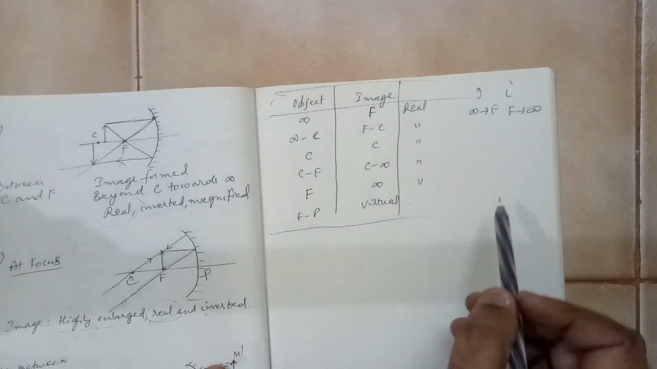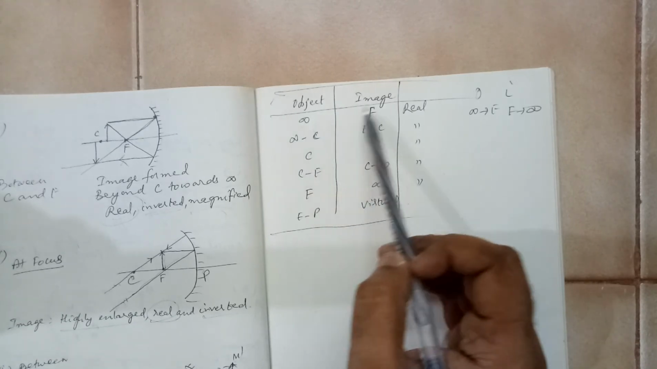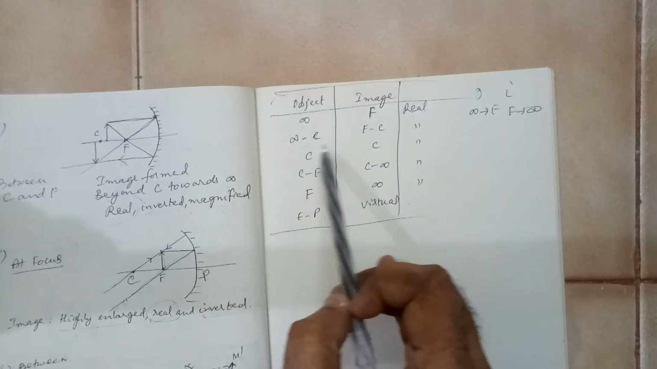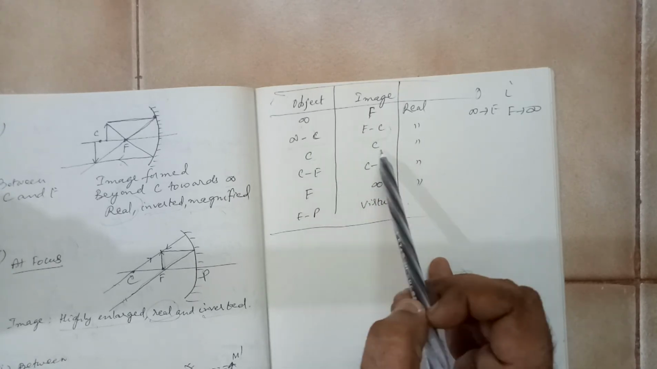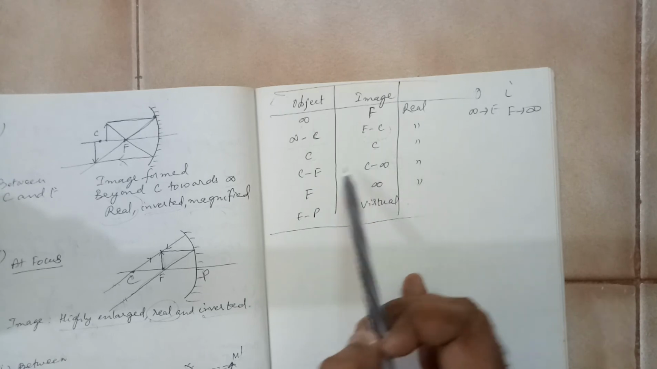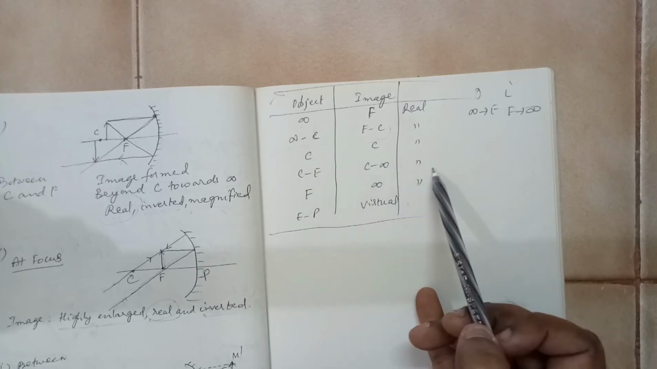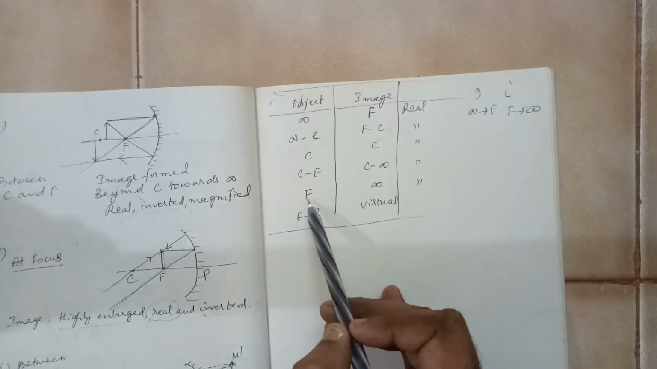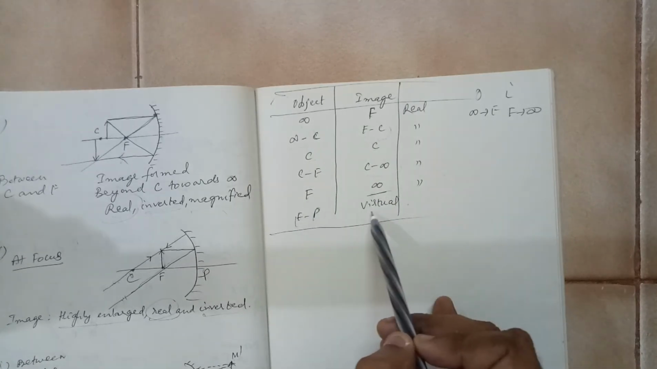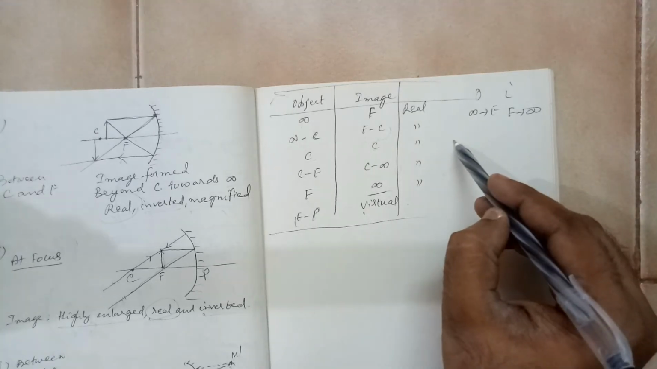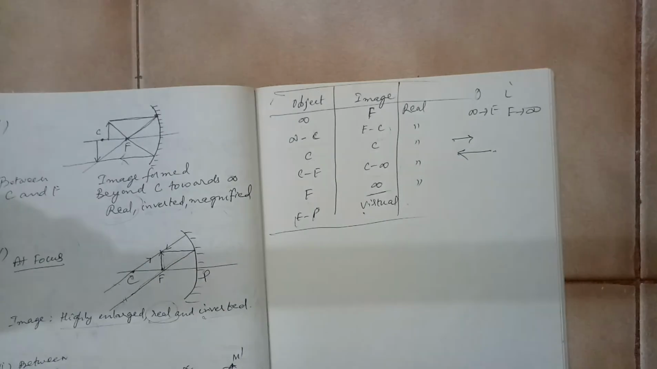So here I have tabulated. Just a revision. Object at infinity, image is at focus. Object between infinity and center of curvature, image is between F and C. Object at center of curvature, image is exactly at the center of curvature. When you move between C and F, the image will be between C and infinity. And at the focus, the image is at infinity. Between focus and pole, it is on the other side. So if the object is moving in this way, the image is moving in the other direction.